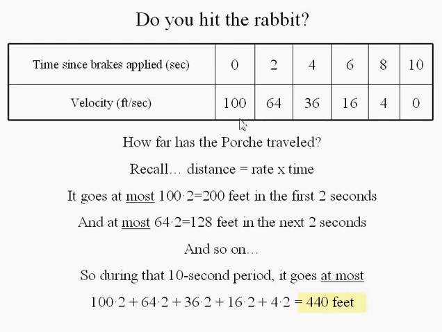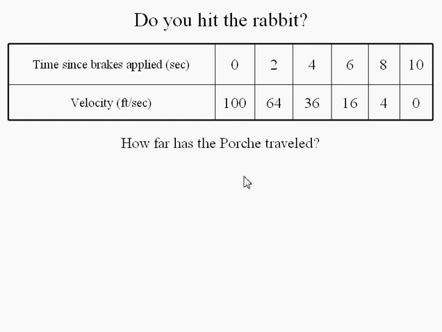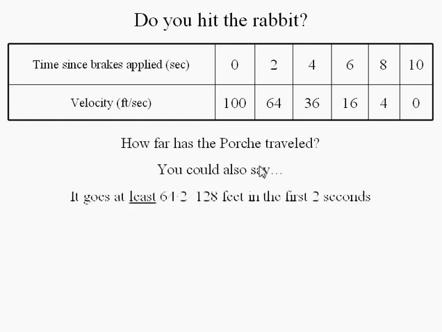So what we've done is use the fastest speed on each time interval to estimate how far we possibly could have gone in each 2-second interval. So we have an upper bound of how far we've gone once we've applied the brakes. We can do the same thing to get a lower bound, except what we'll do is on each 2-second time interval, we'll use the lower speed. So we went at least 128 feet in the first 2 seconds because we were going at least 64 feet per second for those 2 seconds.